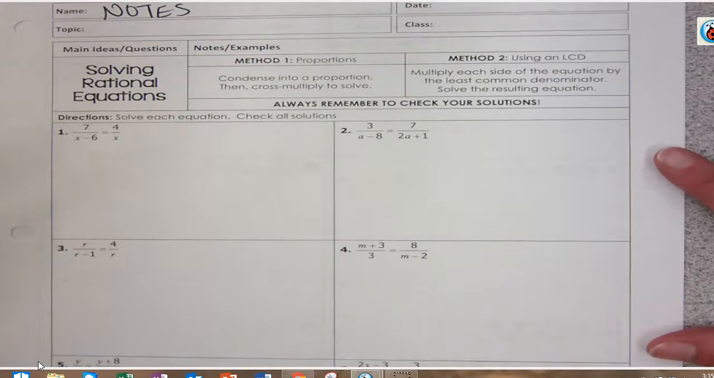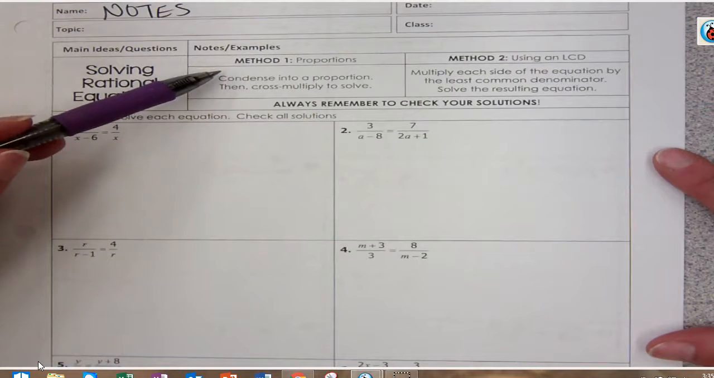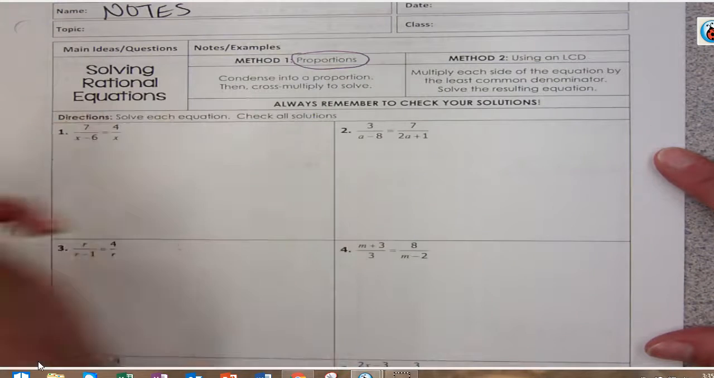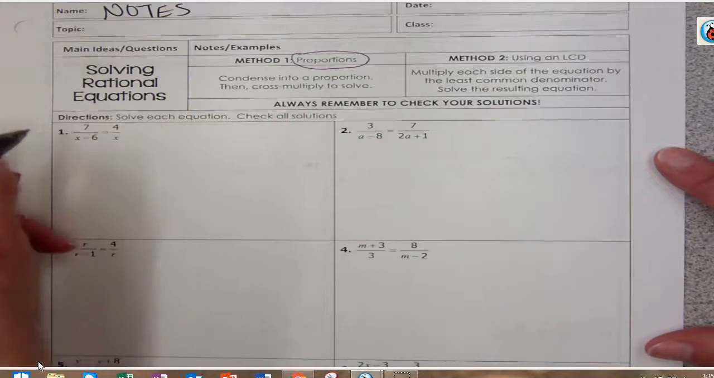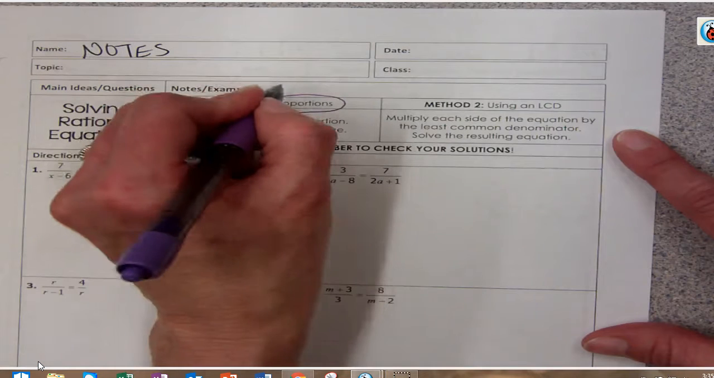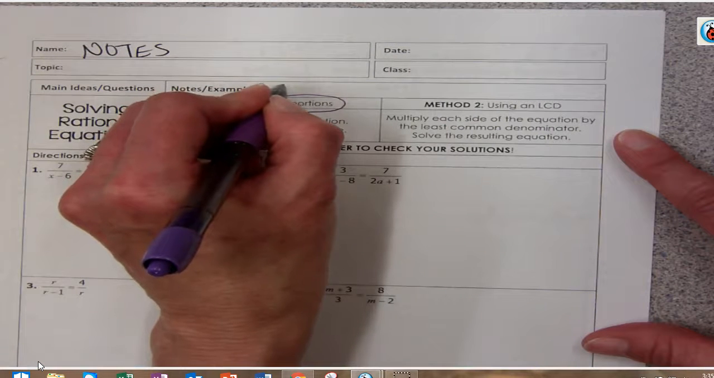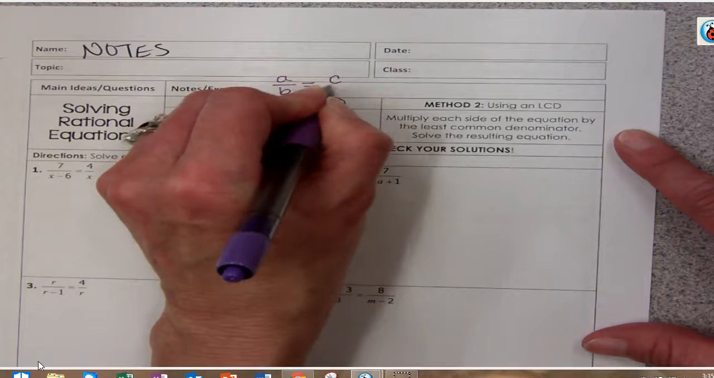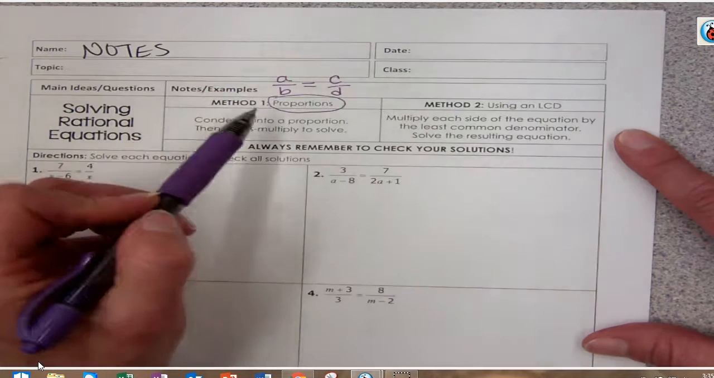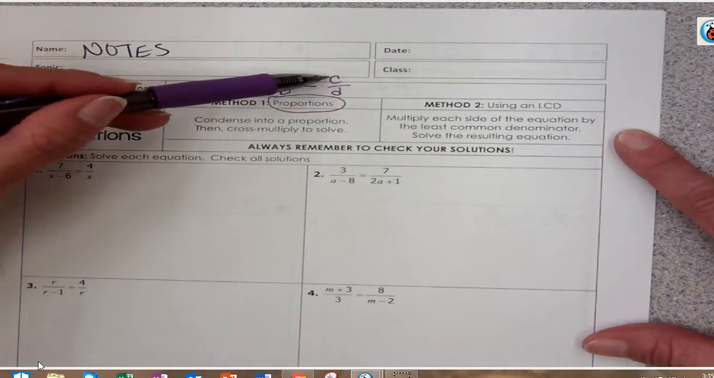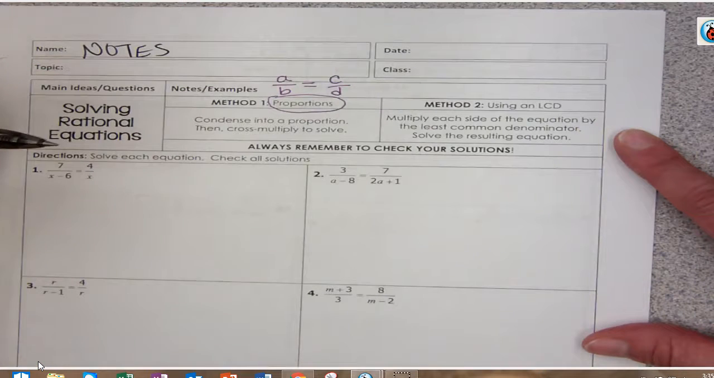Now, there are two ways to work this. One is when you have proportions, and that's basically where you have a fraction on one side, so a divided by b equal to c divided by d. These are proportions. They're saying the ratio of a to b equals the ratio of c to d. These are going to be your easy ones.